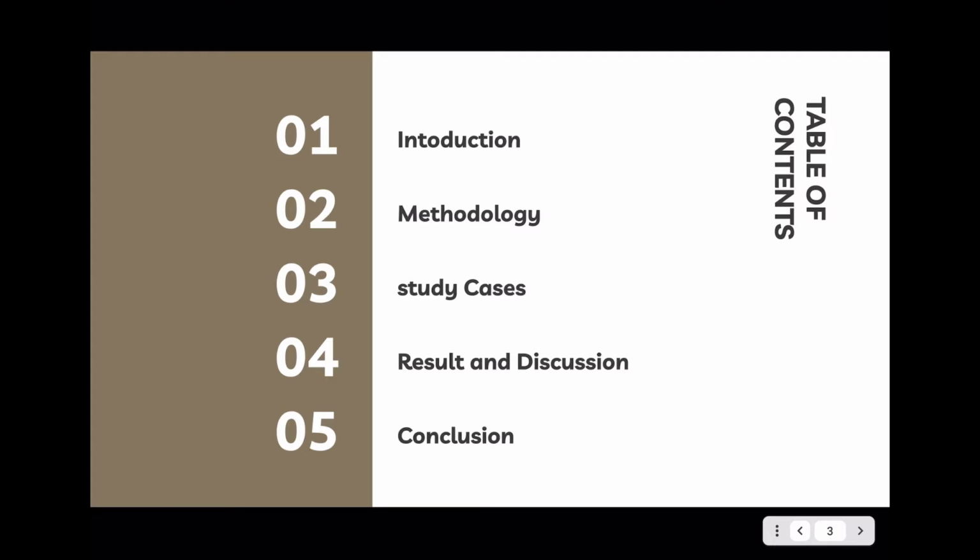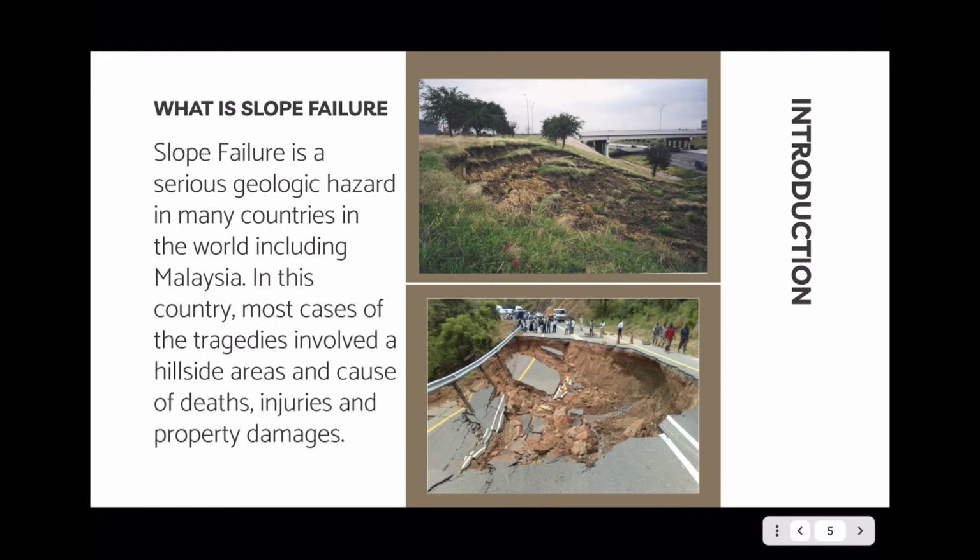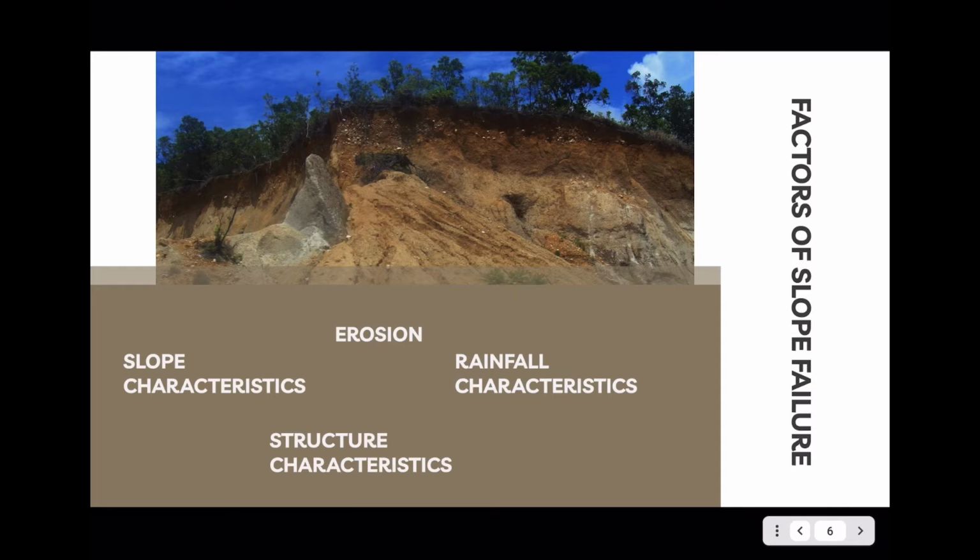This is our table of contents. Introduction. What is slope failure? Slope failure is a serious geologic hazard in many countries in the world, including Malaysia. In this country, most cases of the tragedies involve hillside areas and cause deaths, injuries, and property damage. These are factors of slope failure.